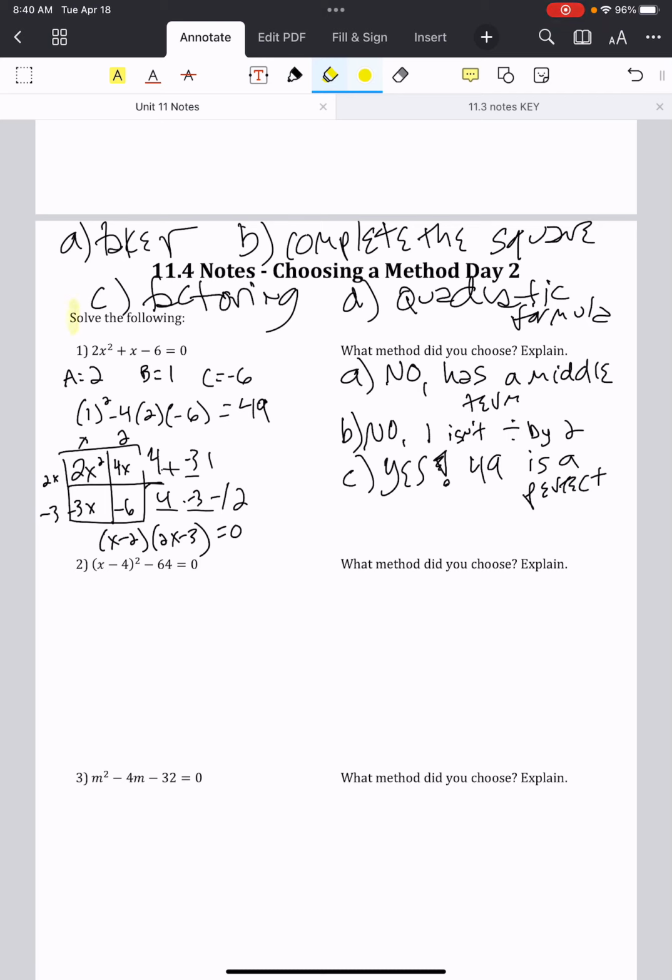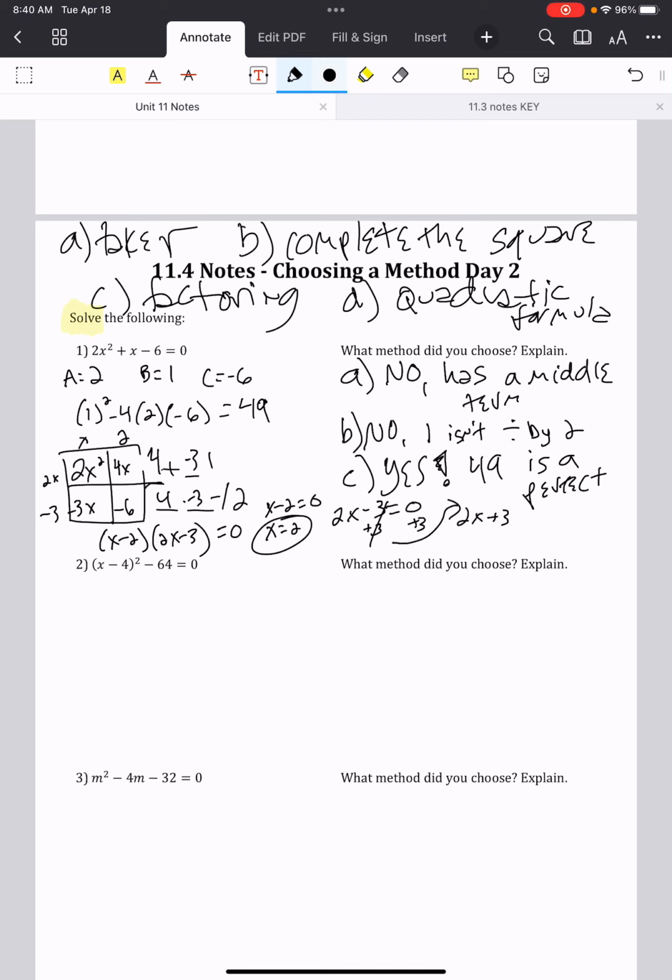Keyword here is this, though, solve. Get x alone. So now we're going to take each parenthesis and make it equal 0 one at a time. So x equals 2 and 3/2.